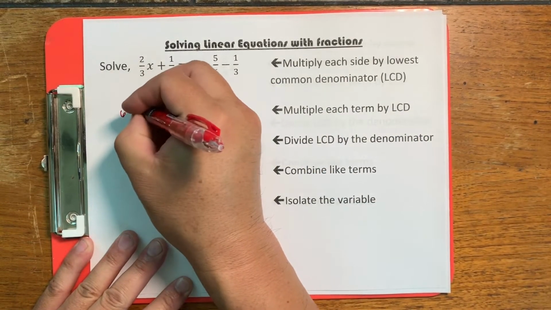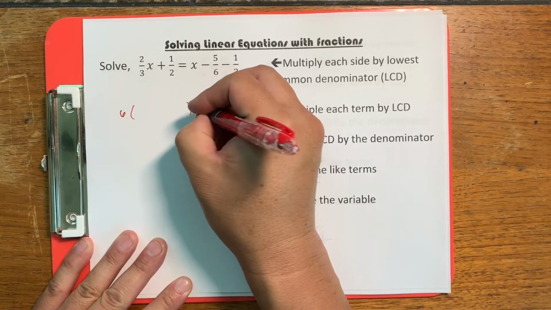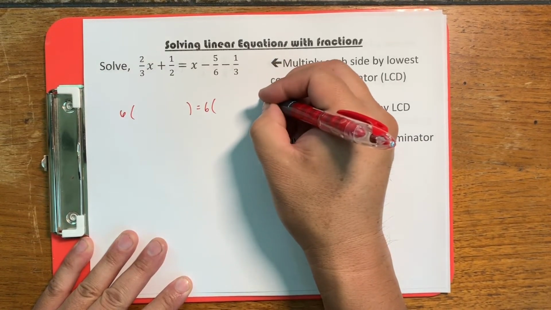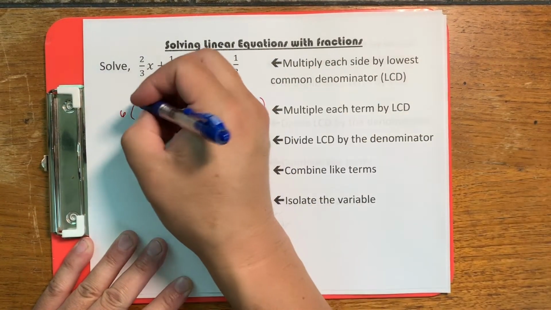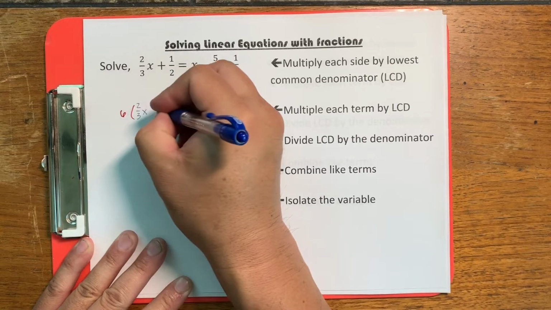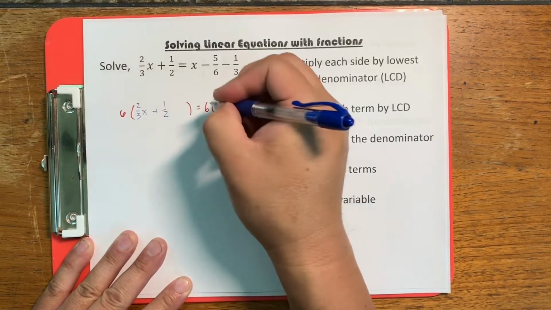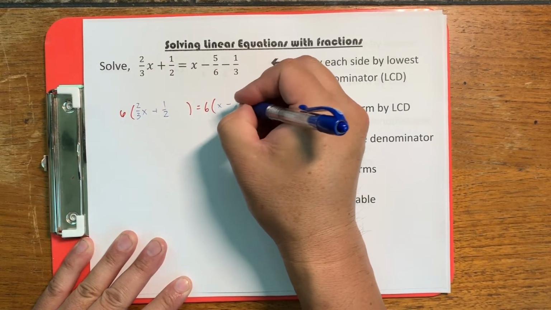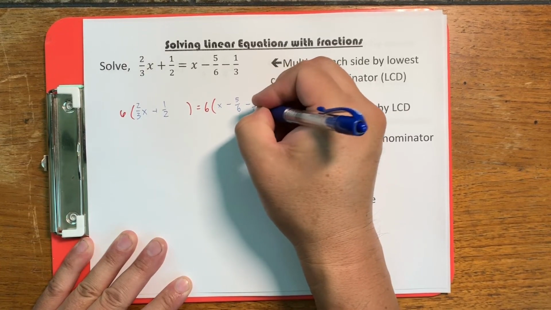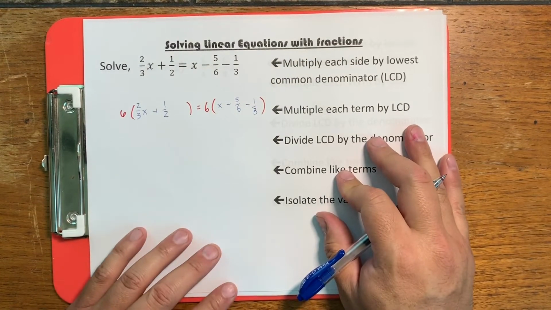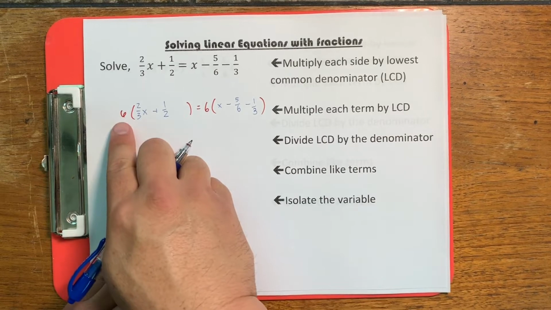So let's see this side. And we'll get 2 over 3x plus 1/2 x minus 5 over 6 minus 1/3. Now the question I usually get at this point is, how did you come up with the number 6?